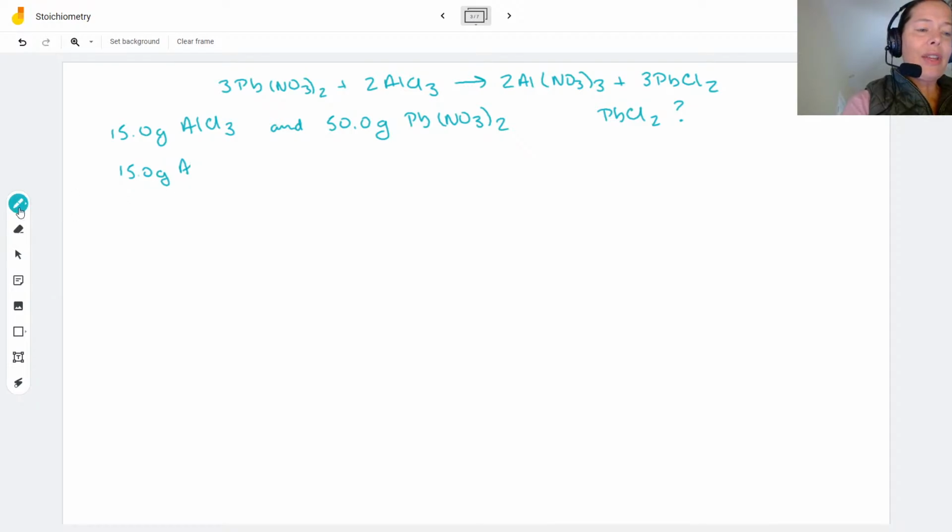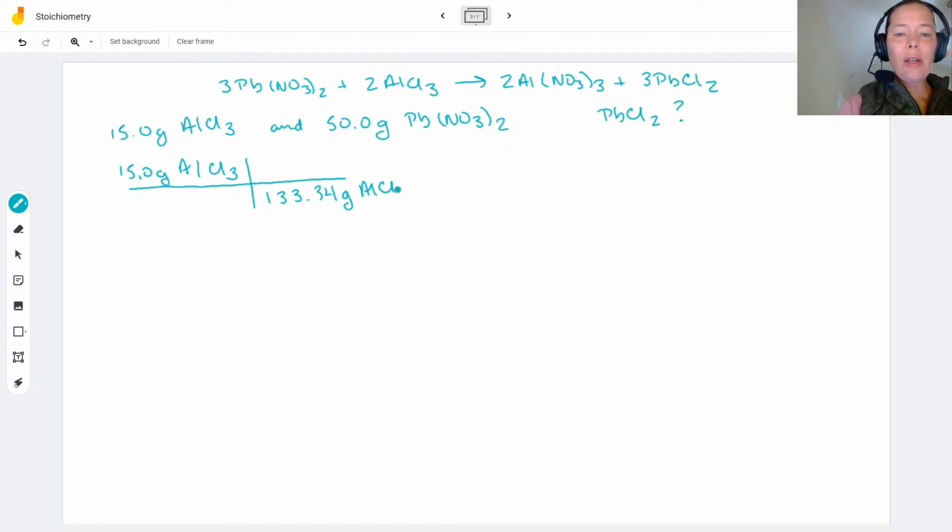AlCl3, I forgot my L there, of aluminum chloride. Let's just do a simple conversion into grams. Again, same molar mass as before, obviously, because that does not change. And this is 1 mole of aluminum chloride. Okay, so this gives me 0.1125 moles of aluminum chloride.